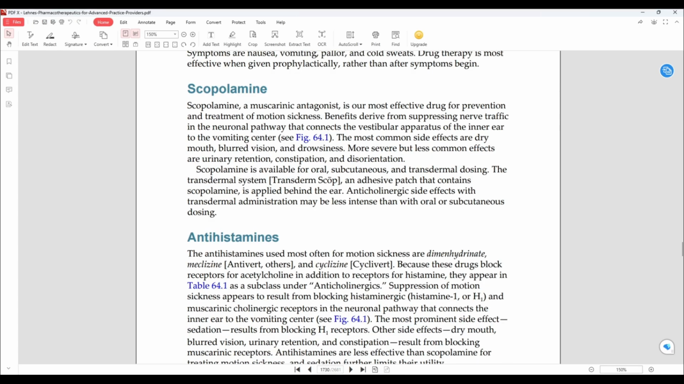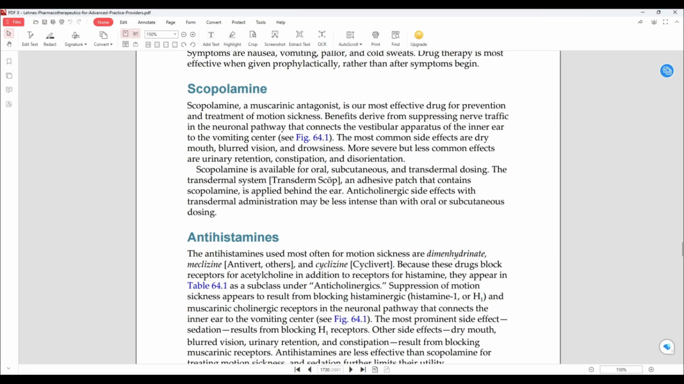So, your options include scopolamine. Scopolamine is a muscarinic antagonist and is our most effective drug for prevention and treatment of motion sickness. The benefits derive from suppressing nerve traffic in the neuronal pathway that connects the vestibular apparatus of the inner ear to the vomiting center. The most common side effects are dry mouth, blurred vision, and drowsiness.